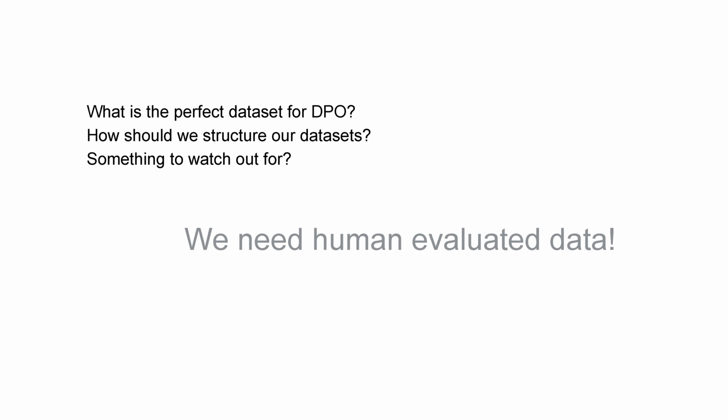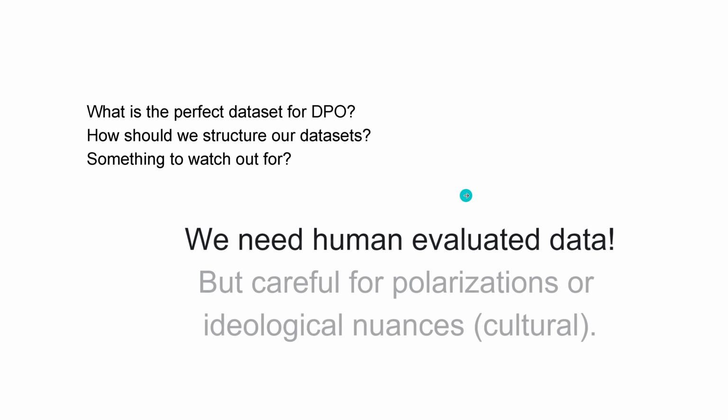So we have here the same question. What is the perfect dataset here for this new DPO method? How should we structure our dataset? What needs to be in the dataset? Is there something to watch out for? And of course, since we are talking about reinforcement learning by human feedback, we need human evaluated data. And I know in the last videos I told you how cheap and fast it is to generate synthetic data, especially from GPT-4. But now when we have human feedback, we need human data.